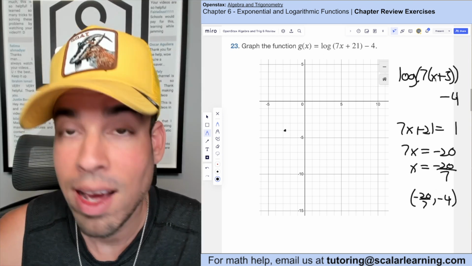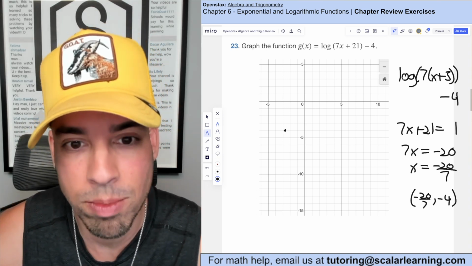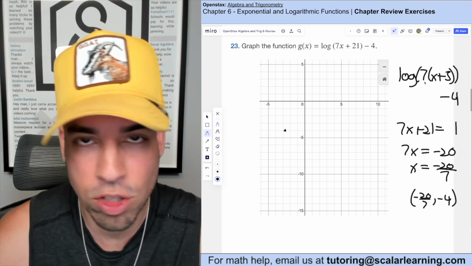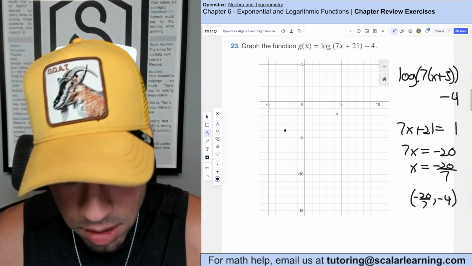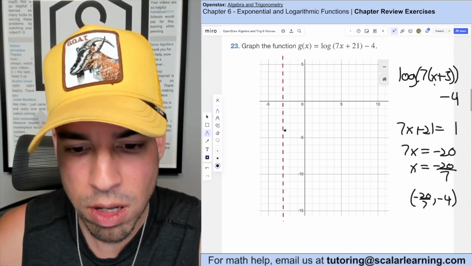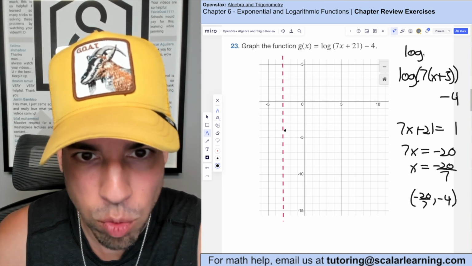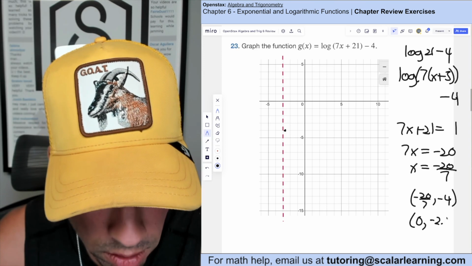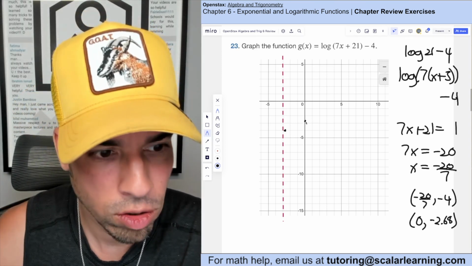I also know that I can't get less than negative 3. I can't even get negative 3, because that would give me log of 0, which is not allowed, right? We can't take 0 or negative numbers as an argument of log. So our vertical asymptote is going to occur at x equals negative 3. Another point we can plug in might be 0. We'd get 0 plus 3 is 3. Then that's log of 21 minus 4. That's approximately negative 2.68.